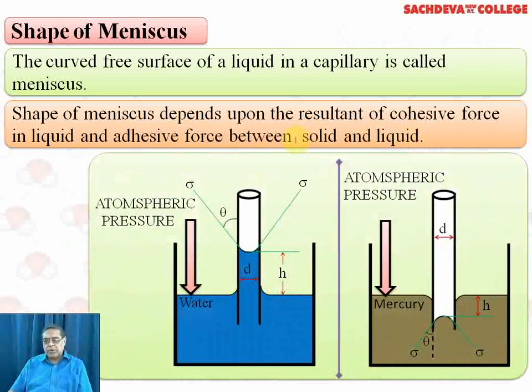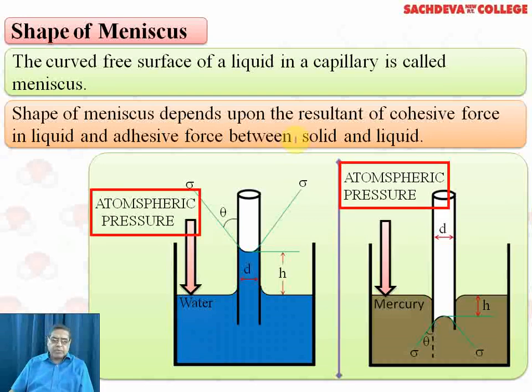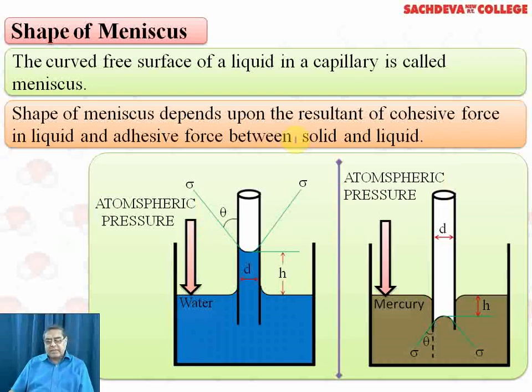Now, the figure is shown: a tube is dipped into water, and in the other figure, the tube is dipped into mercury. The water will rise more in the tube, whereas the mercury will rise less, as its density is more. The diameter of the tube is the same in both cases. Atmospheric pressure is also acting the same, but the upthrust is more in water as compared to mercury. Therefore, the meniscus of mercury is convex, whereas the meniscus of water is concave.